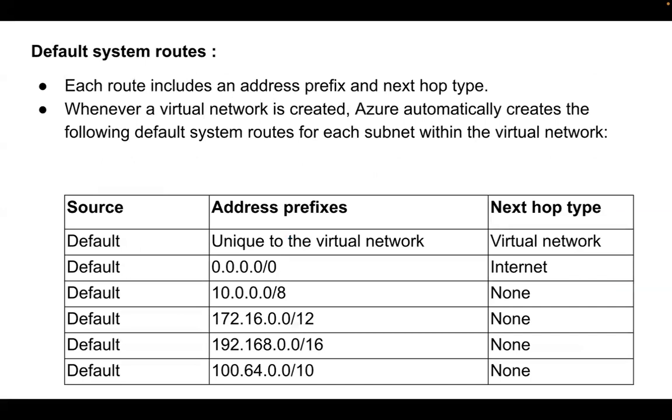Okay, default system route. This is how the table gets updated. These are some of the things the system route table will have. Unique to the virtual network, next hop is internet, default. These are all public IPs and default. Each route includes an address prefix and next hop type. Whenever a virtual network is created, Azure automatically creates the following default system routes for each subnet within the virtual network.